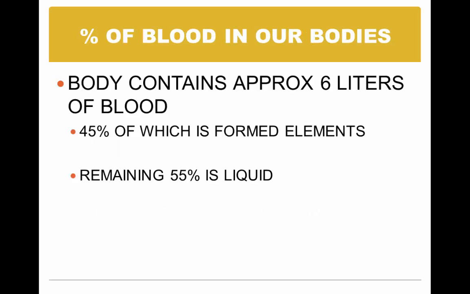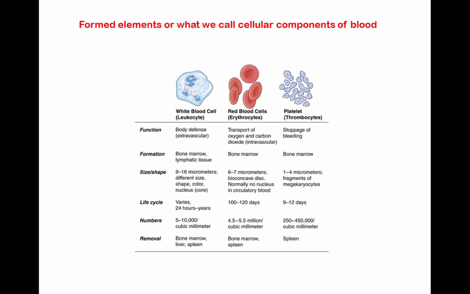The percentage of blood in our bodies. The body contains approximately 6 liters of blood, 45% of which is formed elements, and the remaining 55% is liquid. Now the formed elements are red blood cells, white blood cells, and platelets. Formed elements are what we call cellular components of blood. You want to remember that these formed elements make up approximately 45% of our blood, and the rest is liquid.